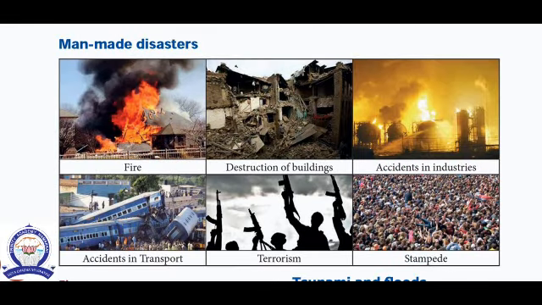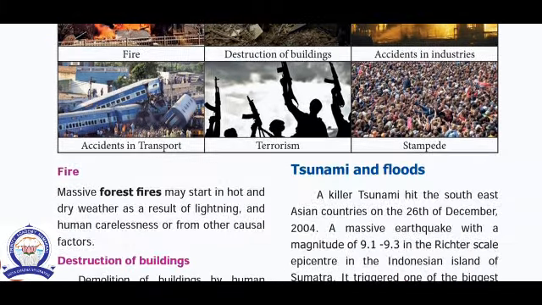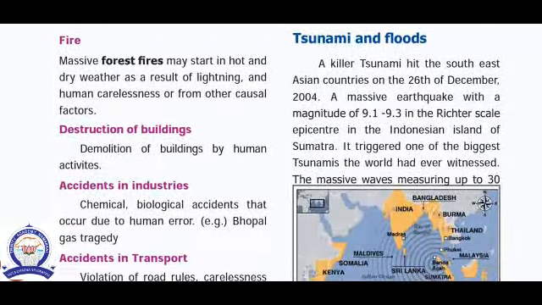Man-made disasters: fire, destruction of buildings, accidents in industries, accidents in transport, terrorism, stampede. Fire. Massive forest fire may start in hot and dry weather as a result of lightning and human carelessness or from other casual factors. Destruction of buildings. Demolition of buildings by human activities.